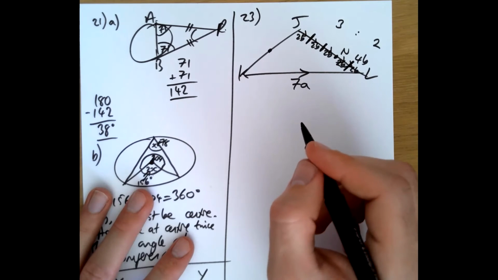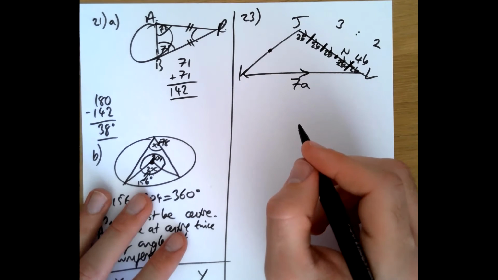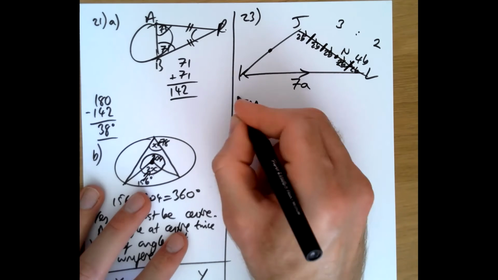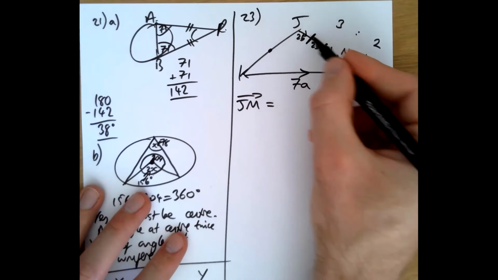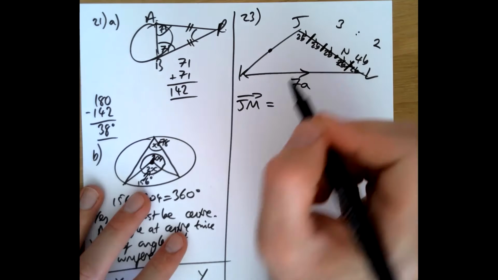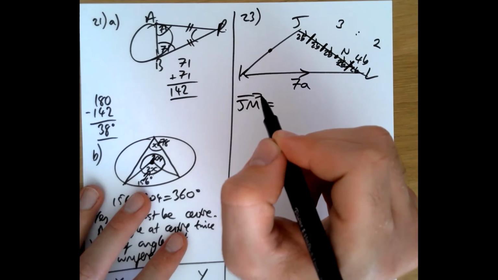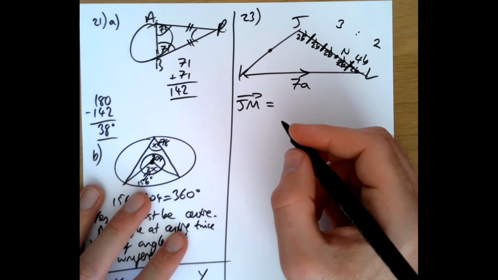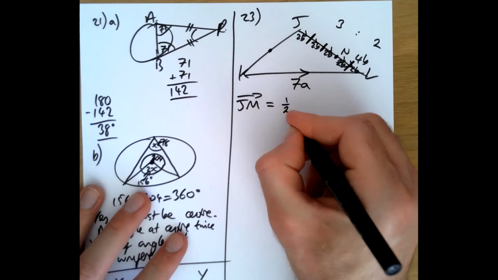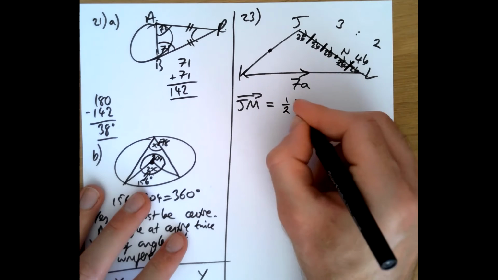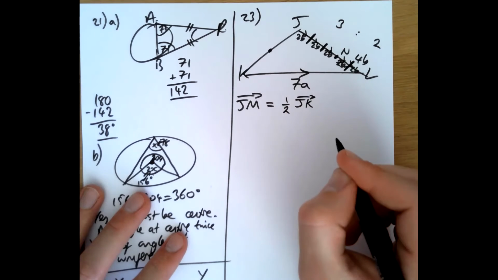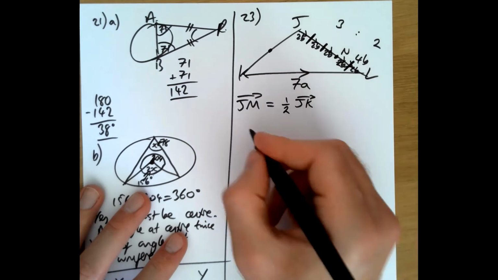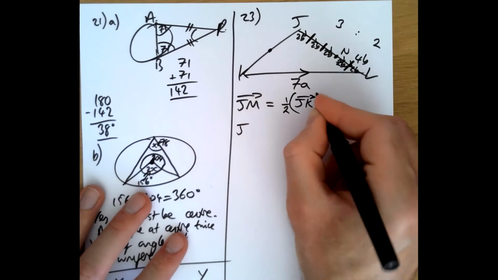It says work out J to M in terms of A and B. Well, first of all, let's work out how we can get there. We can only go along the paths that we know. So how am I going to work that out? Well, what I'm going to say is J to M is half of J to K. And how do I work out what JK is? Well, let's work that out. So let's put that in brackets. Let's save that for later.